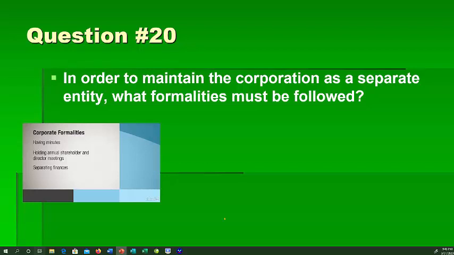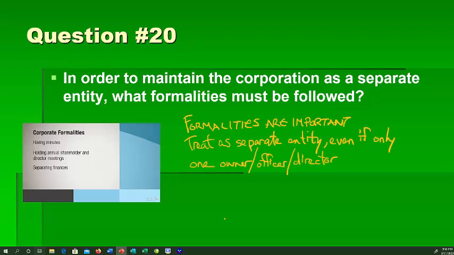You may have quarterly meetings, which is once every 3 months, or once a month, where you'll have these meetings with the board. And then they'll take minutes, which documents what is discussed at the meeting, and other things that you want to think about is having separate finances. Formalities with this are important. Again, it's a separate entity, even if there's only one owner, one officer, one director.